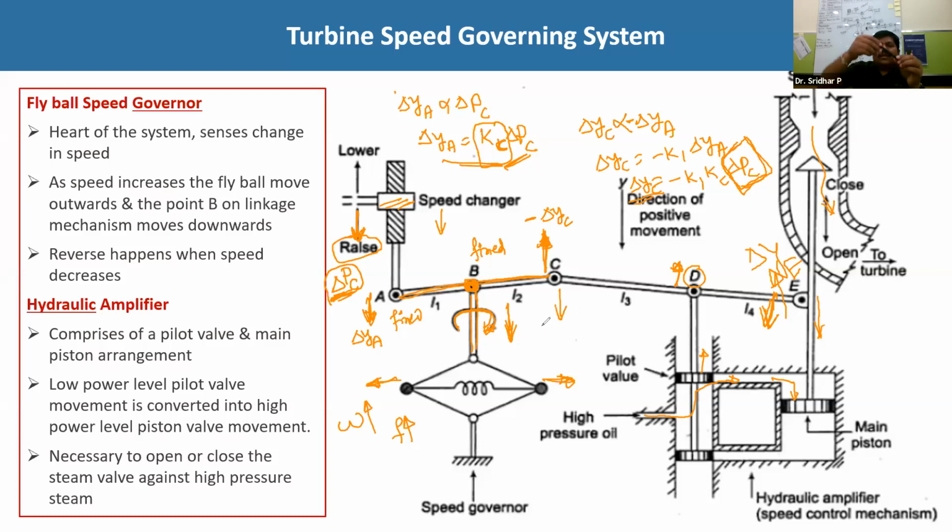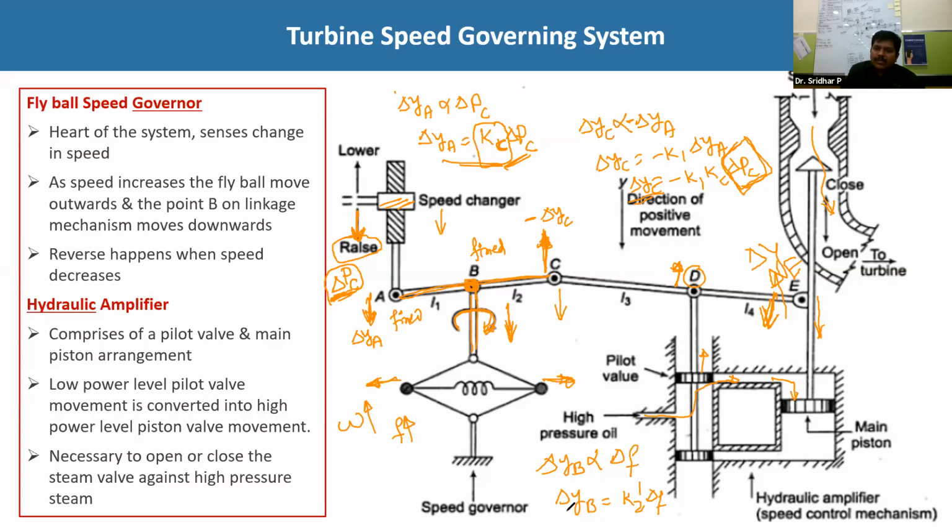See, this is the arrangement. Now this is fixed. B I am going to pull in the downward direction. If B is pulled in the downward direction, then C and D also move in the downward direction. So it means delta YB, you can roughly assume, is directly proportional to delta F. That is, delta YB is some proportionality constant K2 dash into delta F, which is one expression.